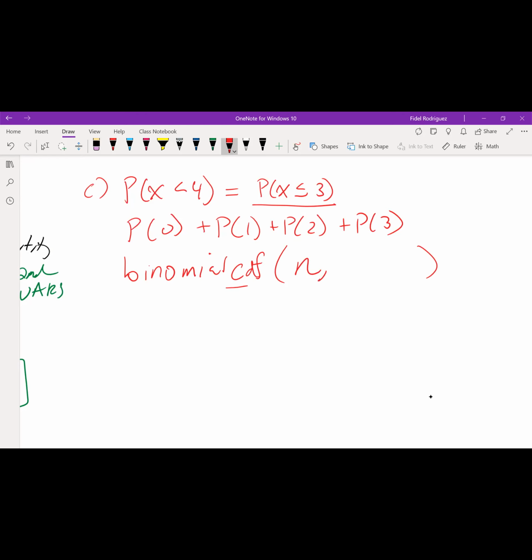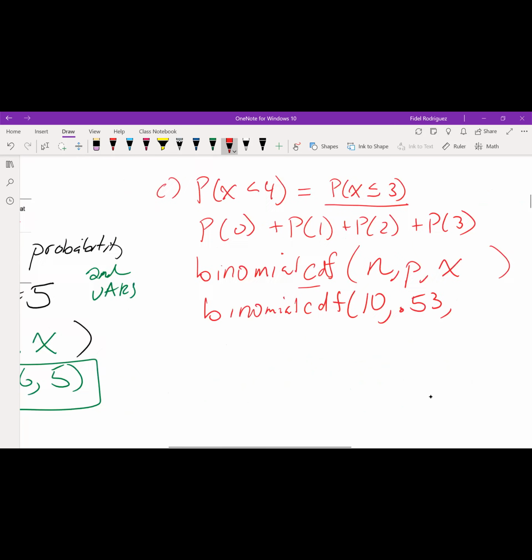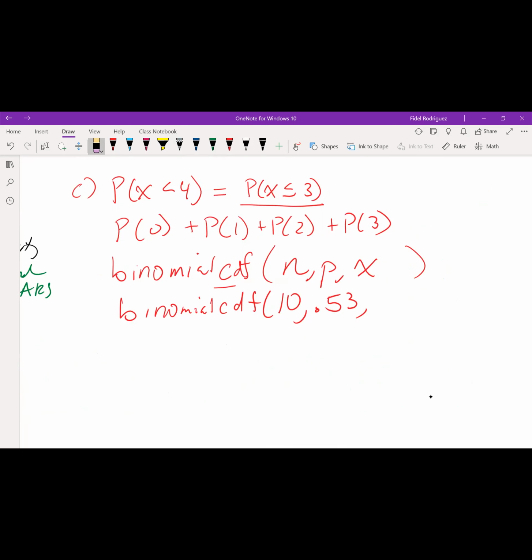We're still going to have N, and we're still going to have P, and we're still going to have X. Our N is still going to be 10, and my P is still going to be 0.56, sorry, 56. And my X now is going to be the last value that we started off with, okay?